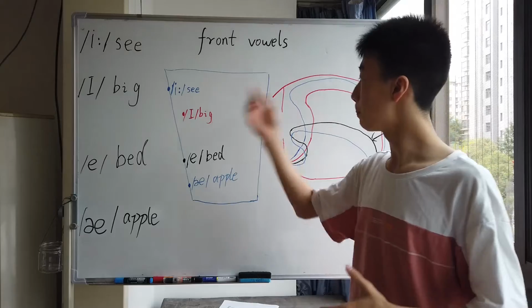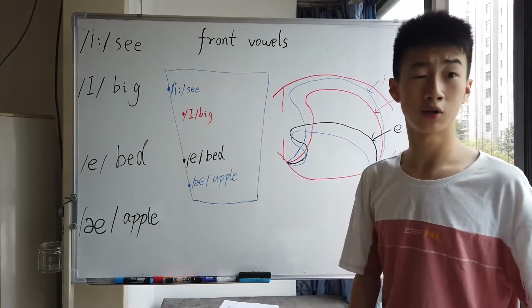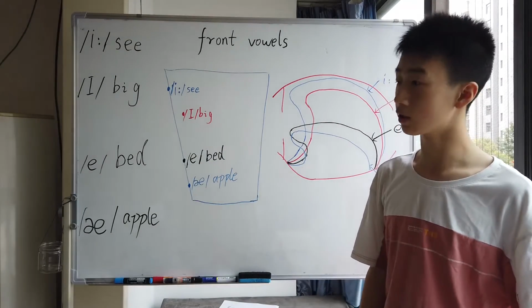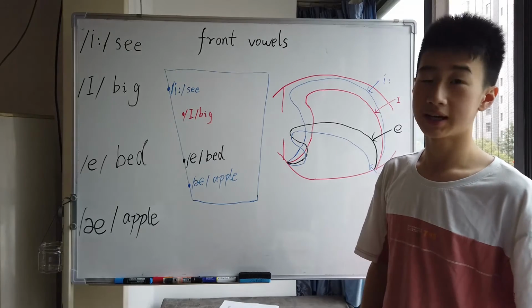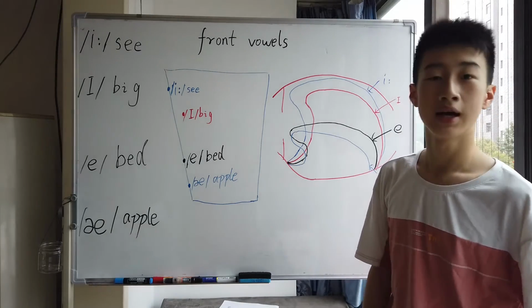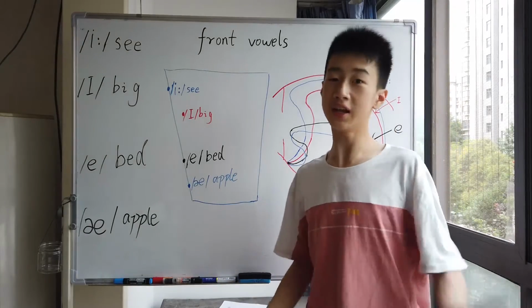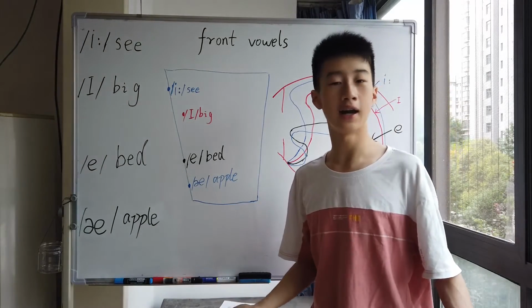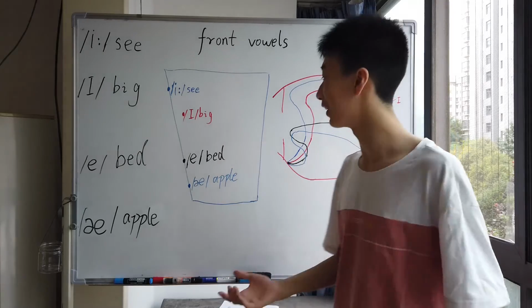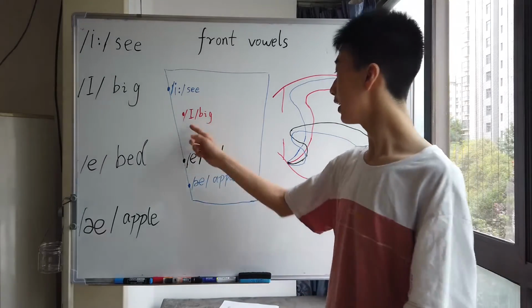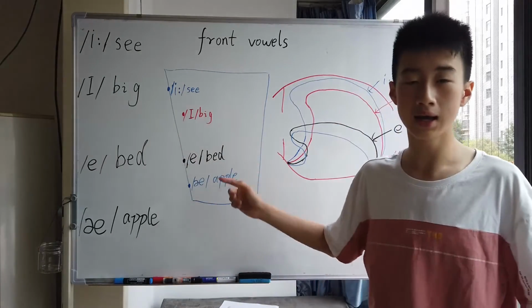And then there is big. There would also be ignorance. Yeah, this guy is really ignorant. Igloo. Yeah, these people in the North Pole live in igloos. Or, I don't really know. But yeah, there you go, that's the I sound. And finally, there's the E sound.